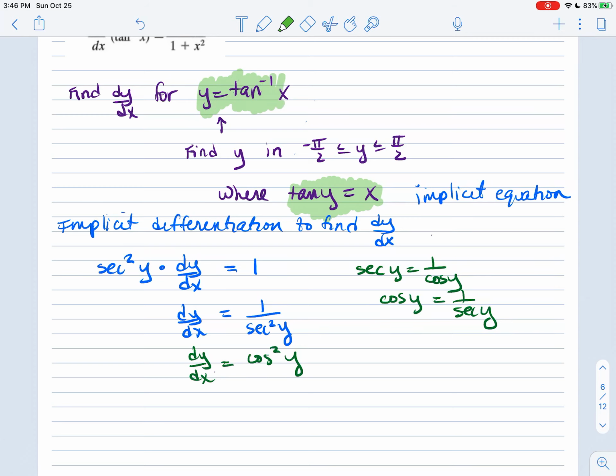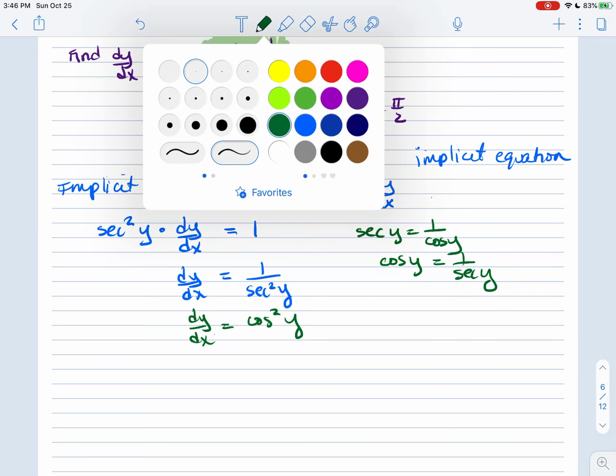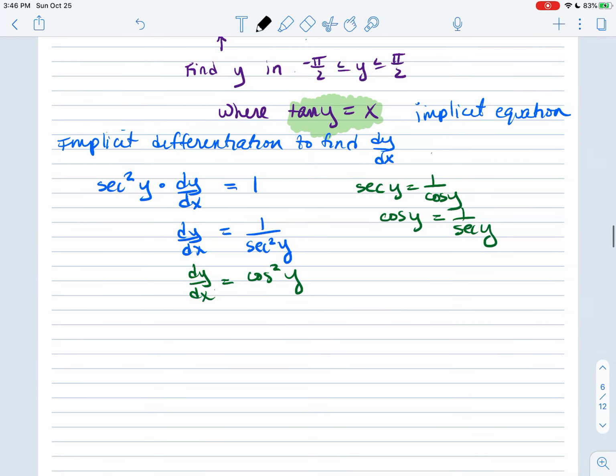Now, we started with an explicit function up here. Y was explicitly defined in terms of x, so that when we go to find dy dx, we're going to want an explicit expression in x and x only. So we could keep it this way with cosine squared of y, but we actually want to make it in terms of x. So we take back the implicit equation, and we're going to use standard definitions of tangent.